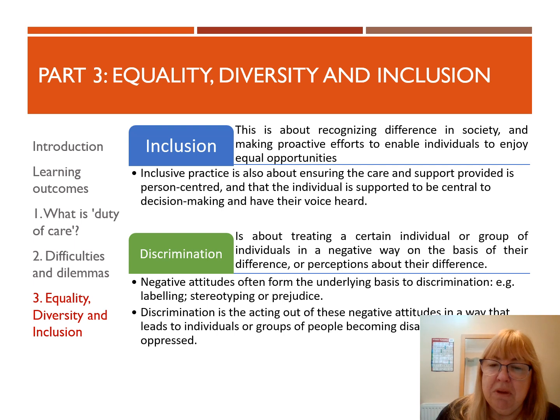And finally, discrimination is about treating certain individuals or groups of individuals in a negative way on the basis of their difference. So again, if someone's got a physical disability, you discriminate against them by not finding a way for them to come into the theatre, because maybe the stairs or the doors aren't wide enough and they can't get in with their wheelchairs.